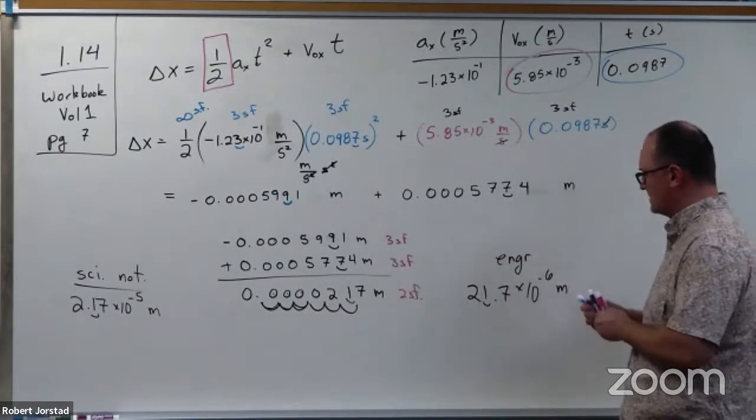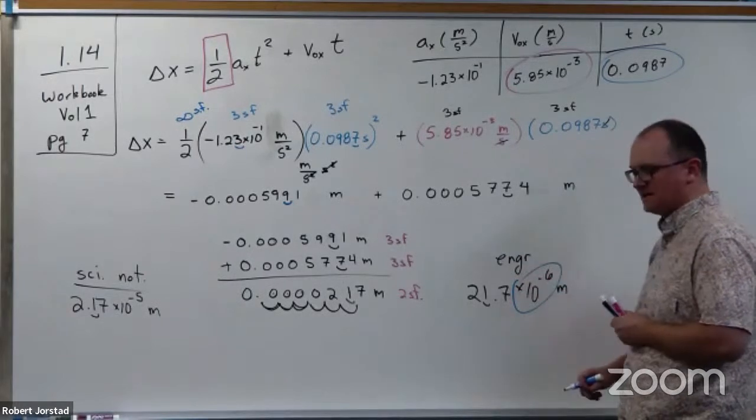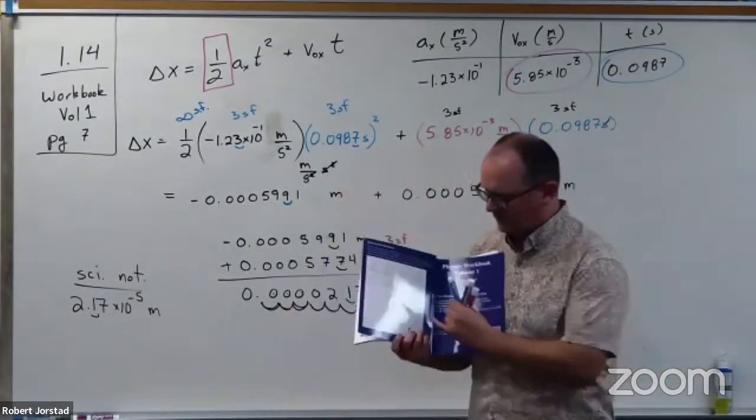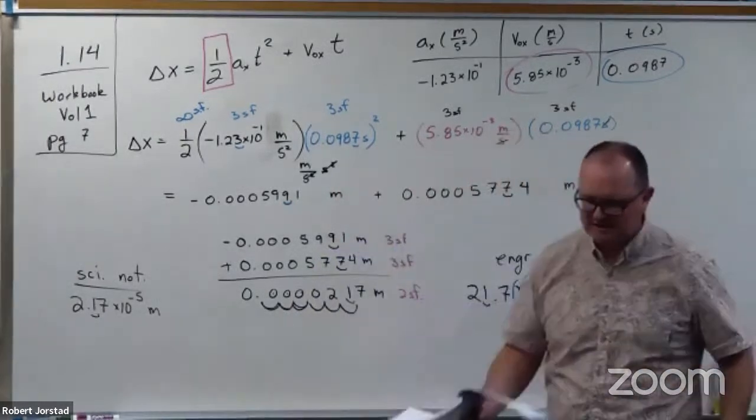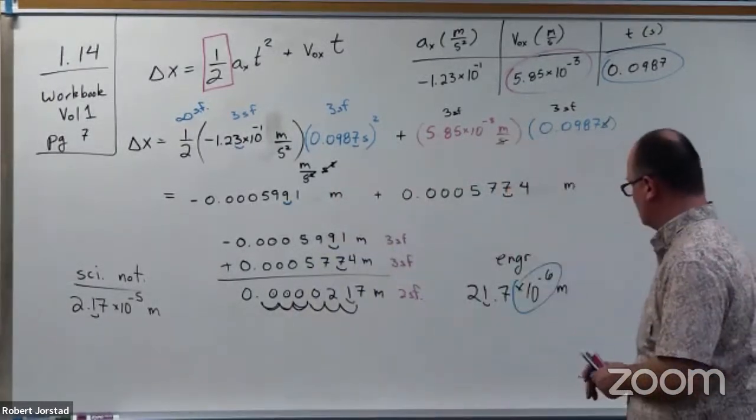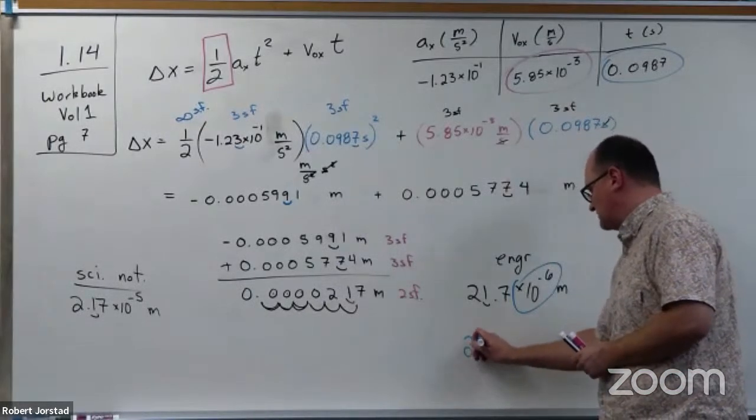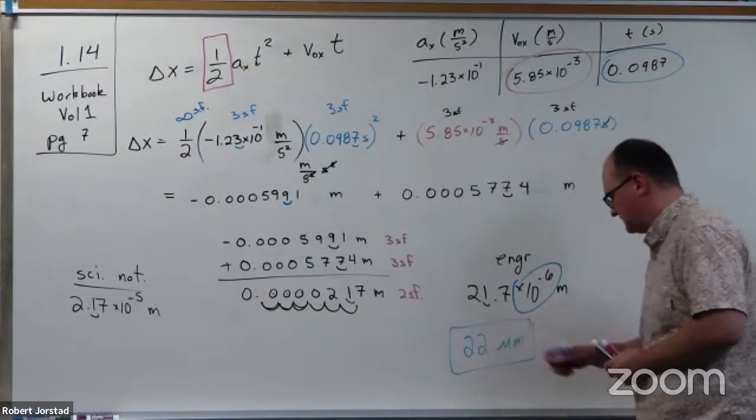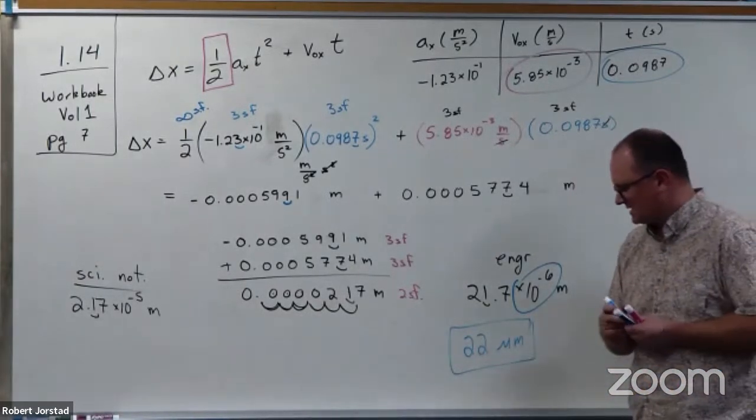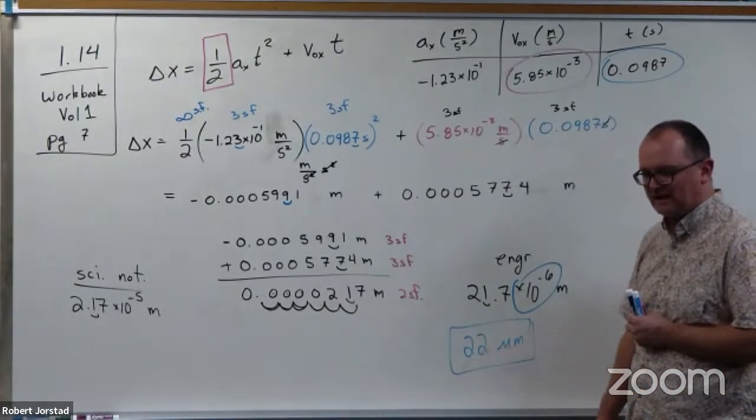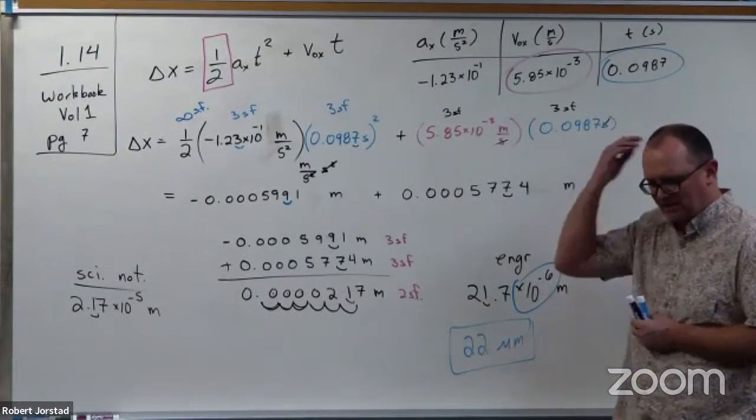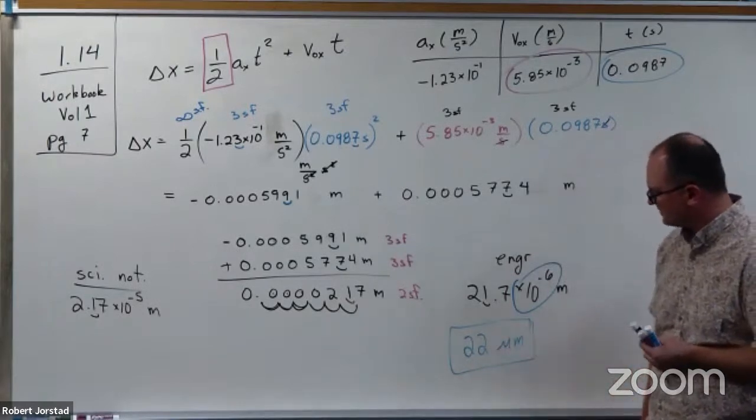Then I use my prefix 10 to the minus 6th. Look on the back if you forget. 10 to the minus 6th is micro. So this would be 22 microns. That's like a half of a very fine human hair, maybe somewhere between a half and a tenth of a human hair, depending on how coarse your hair is, if you're curious.